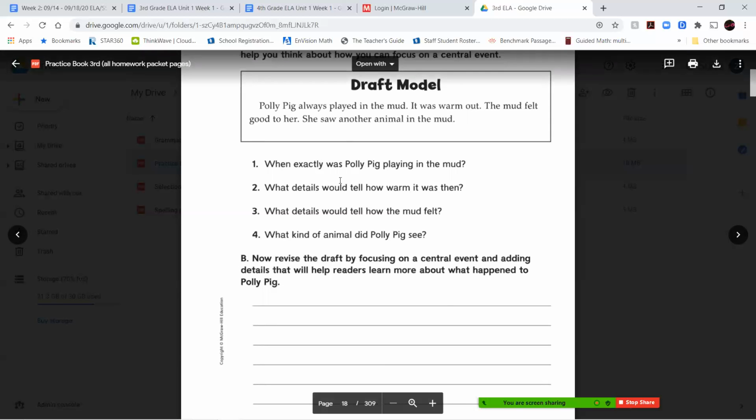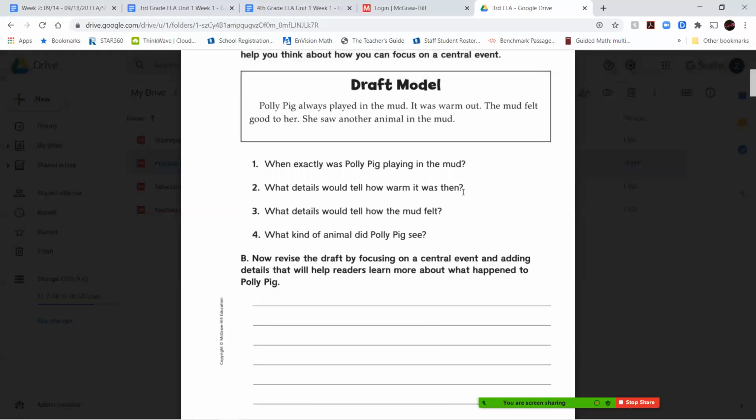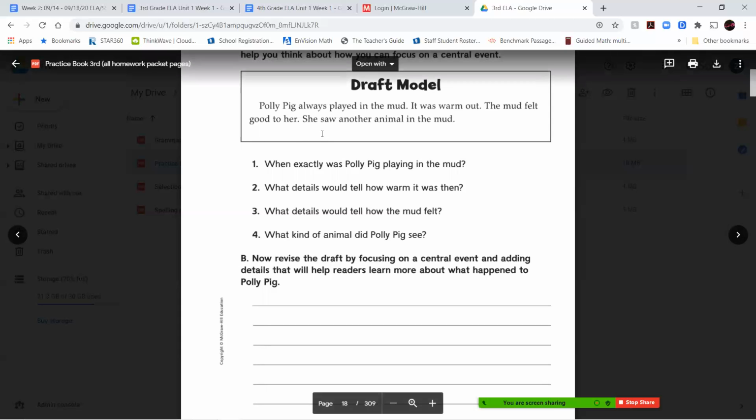It was warm out. The sun was shining and there was not a cloud in the sky. The mud felt good to her. It was cool and soft on her skin. Then Polly Pig noticed a dog rolling around in the mud so that he could cool off too.